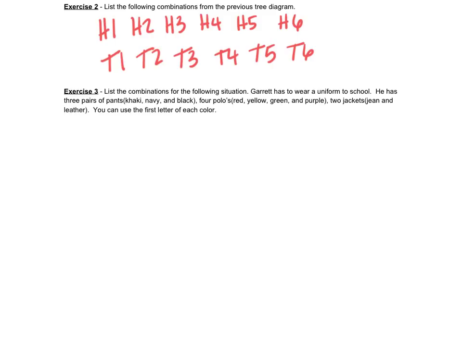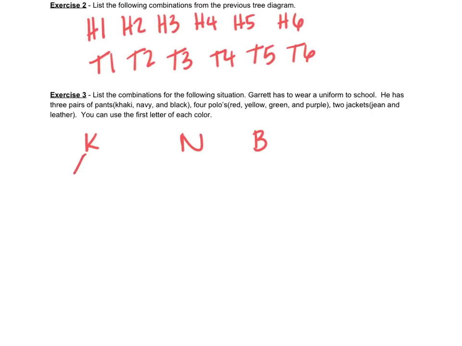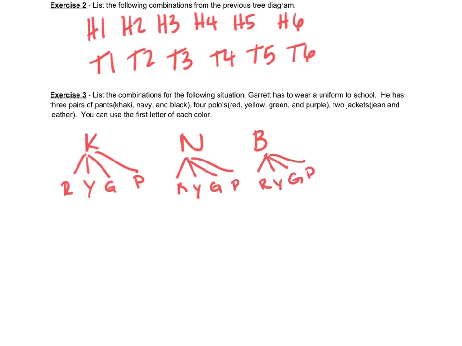So we're going to use the first letter of each. Okay? So we're going to start with khaki. I'm going to do a tree diagram first. So I'm going to say khaki, and then navy, and black. So then from there he has what? 4 colors: red, yellow, green, and purple. So we have red, yellow, green, and purple. And that's the same thing for the navy: red, yellow, green, and purple. And for the black pants: red, yellow, green, and purple.